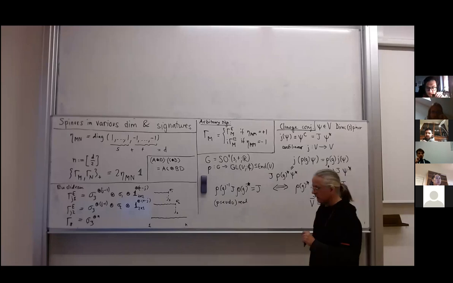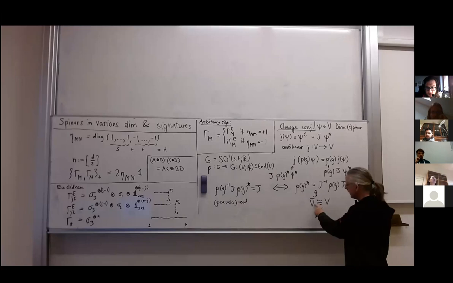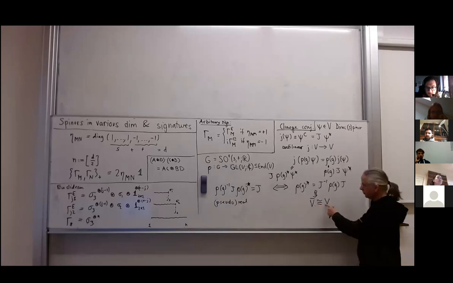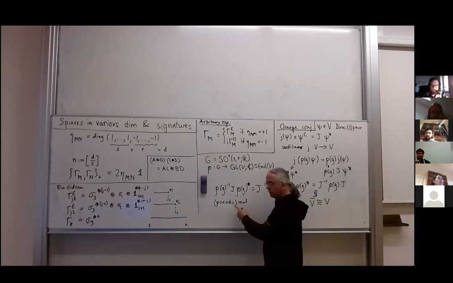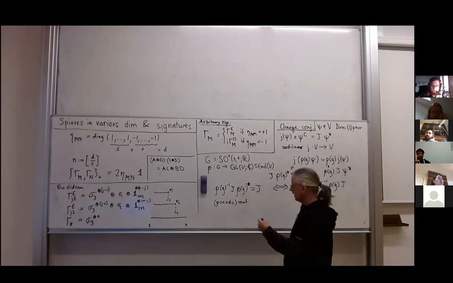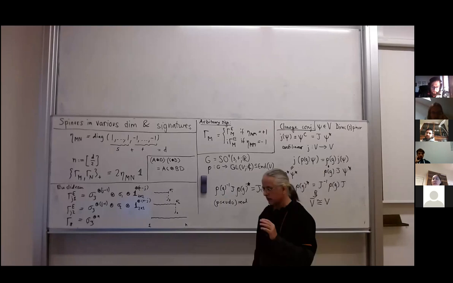What are you referring to now? What is real, pseudo-real? When the complex conjugate representation is isomorphic to the representation, then we will say the representation is real or pseudo-real. Okay. Yeah. It's two cases. It's not that it's not real, that's sometimes called pseudo-real. It's two distinct cases.